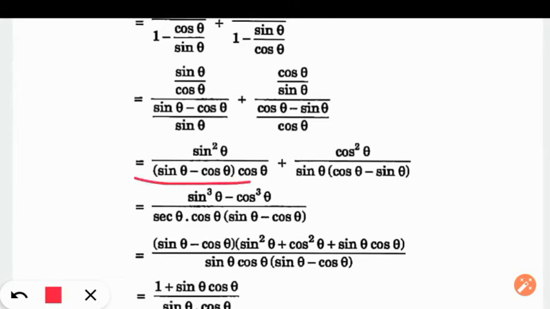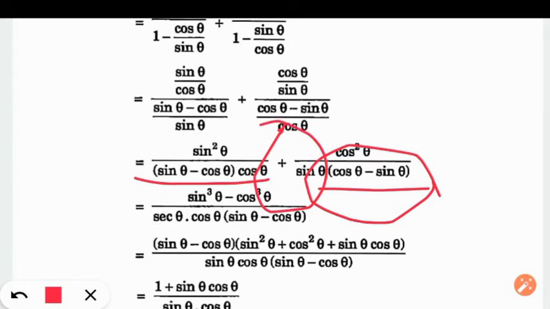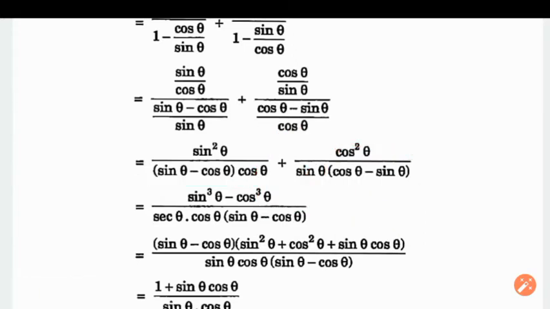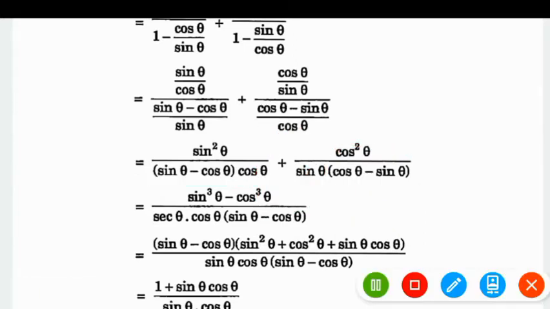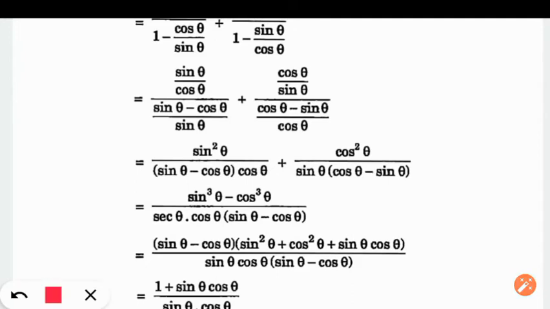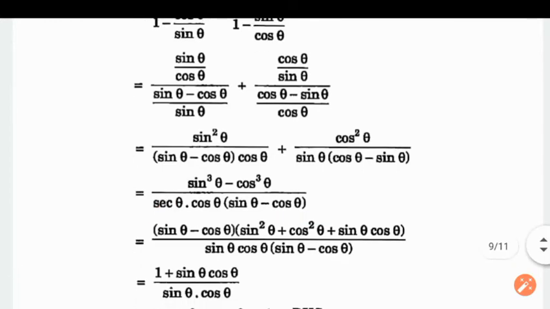See, here we have sin theta minus cos theta. Here we have cos theta minus sin theta. So if we do this one as sin theta minus cos theta, one minus will come, and plus minus will become minus. So in the middle we will have minus. And this is sin theta, okay, not sec theta, sin theta.